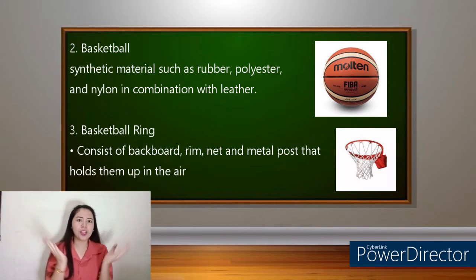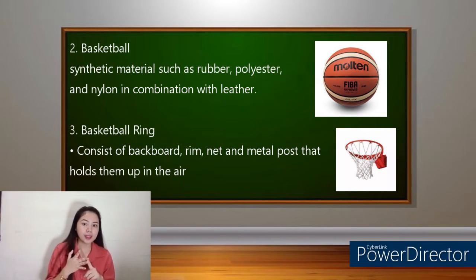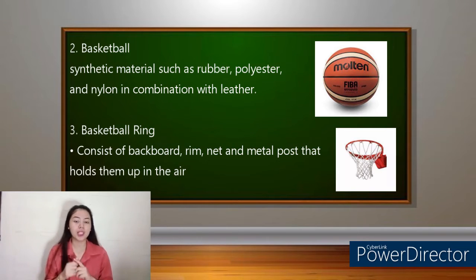I don't have the ball here, so number 3 is the basketball ring. It consists of the backboard, rim, net, and a metal post that holds them up in the air. That you can see in the picture, that is the basketball ring. That is metal and net, so that everyone can shoot the ball.